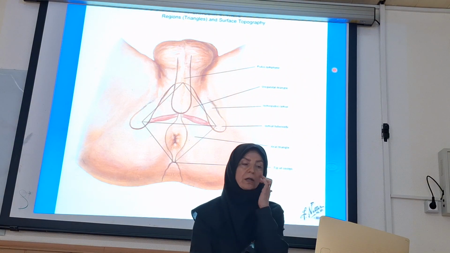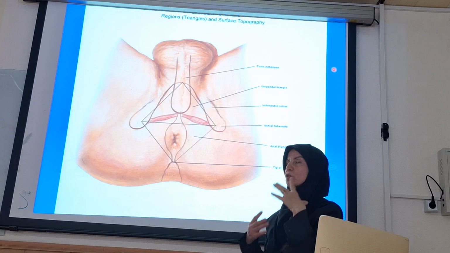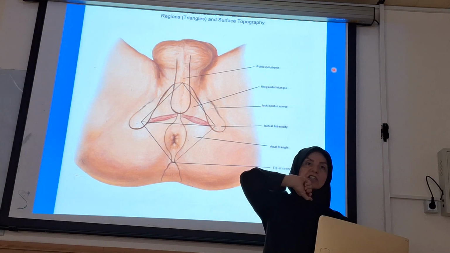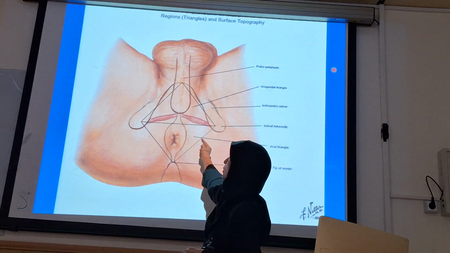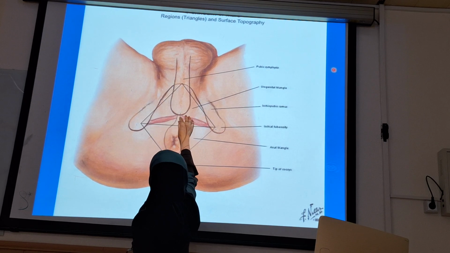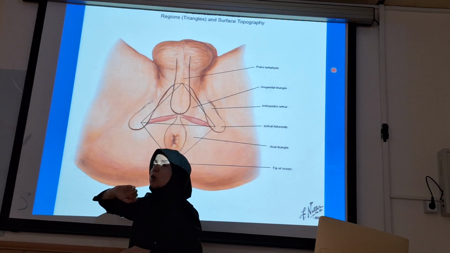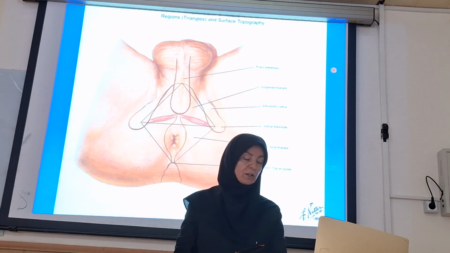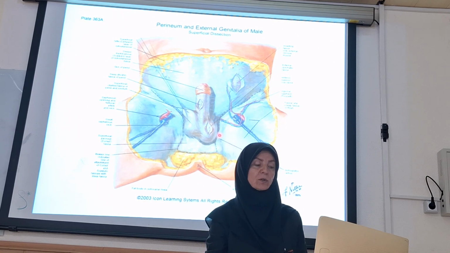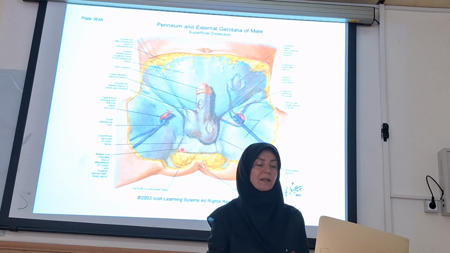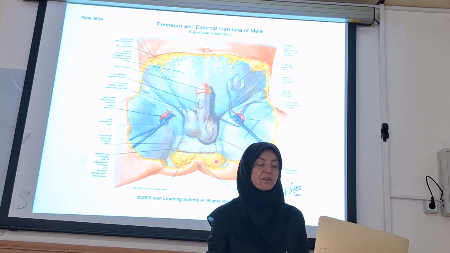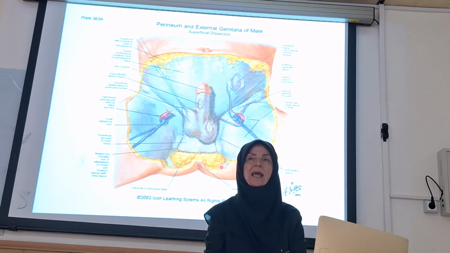This picture is going to help you to imagine the position of the outlet of the pelvic cavity. I told you it is diamond shape. It is the posterior triangle or anal triangle, and here is the anterior triangle or urogenital triangle. In the urogenital triangle, all of the structures in the male and female sex are different. But in the anal triangle, all of the structures are the same.